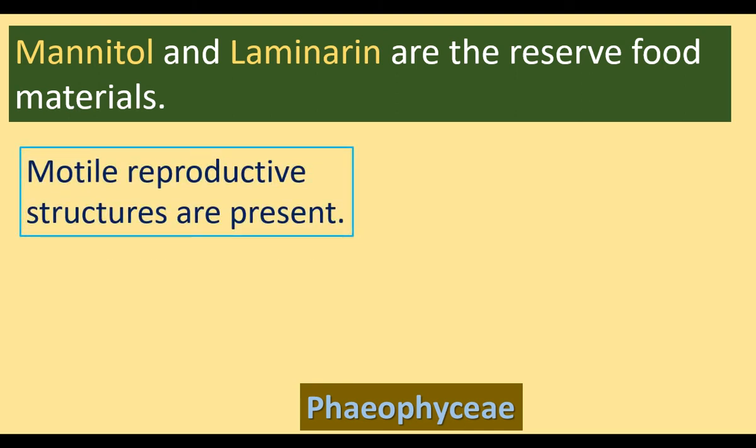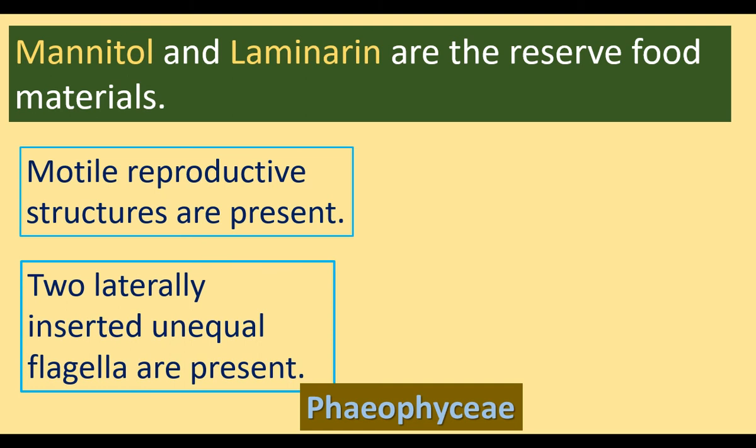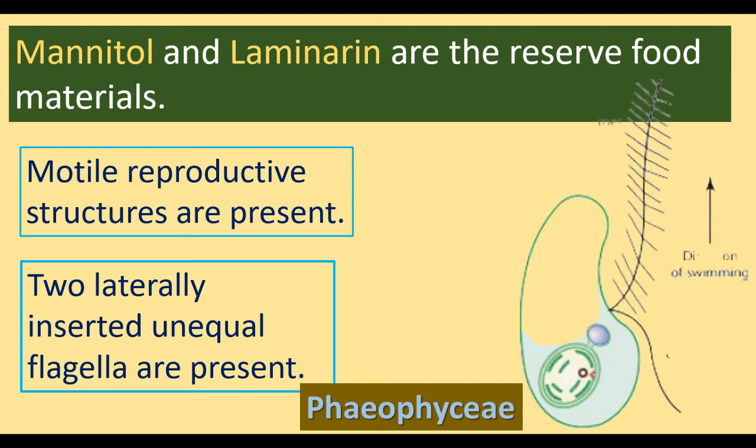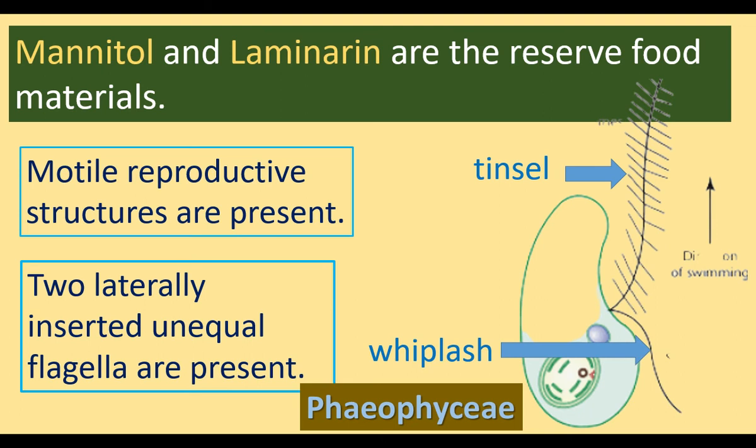Members have motile reproductive structures. They have motile gametes. The gametes have two laterally inserted unequal flagella. The flagella are inserted on the side. This is a motile reproductive structure. It has two flagella, and they are different. One is tinsel, which is rough, and another one is whiplash, which is smooth.